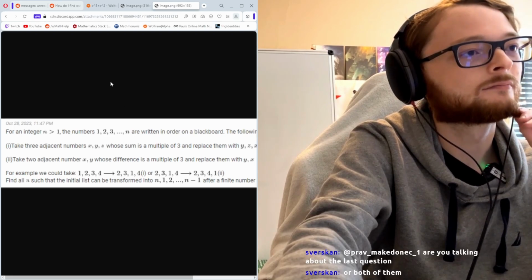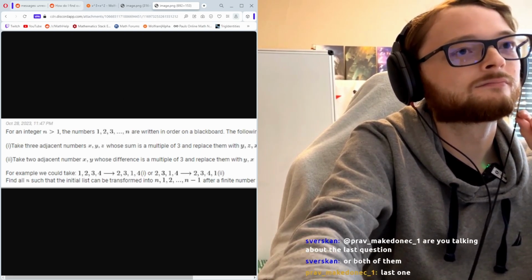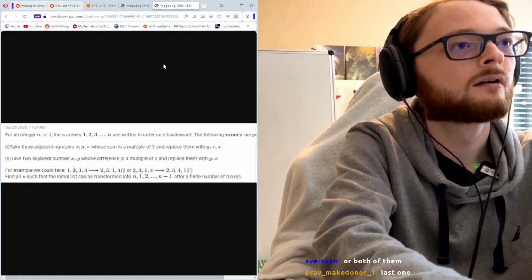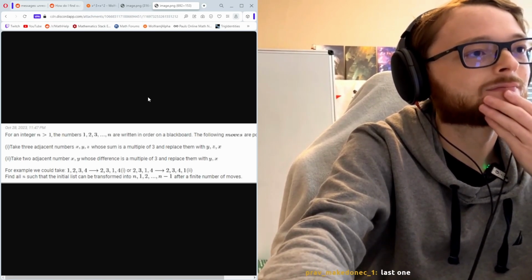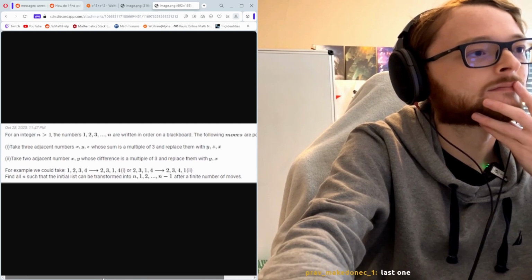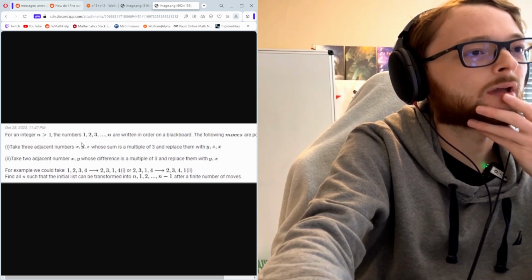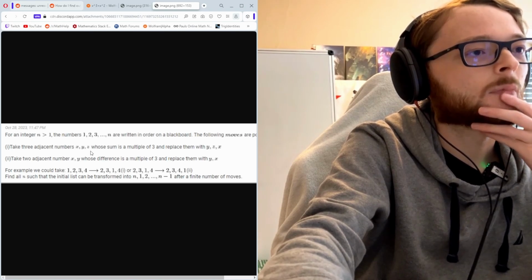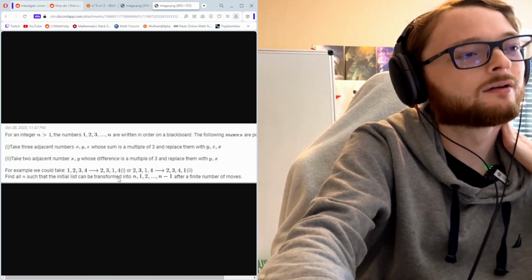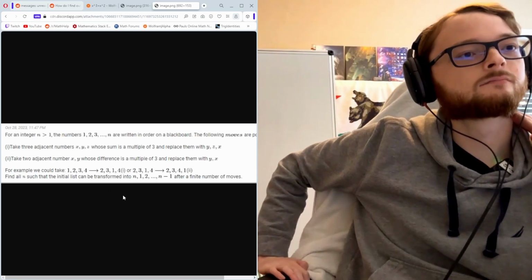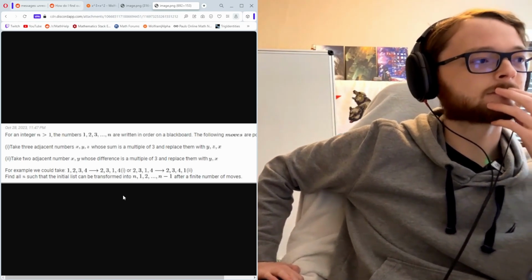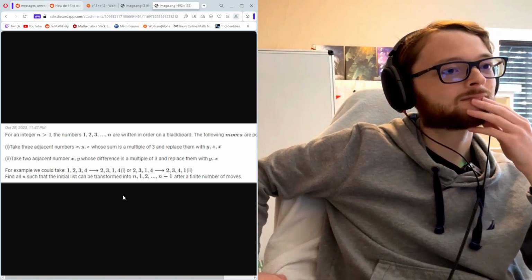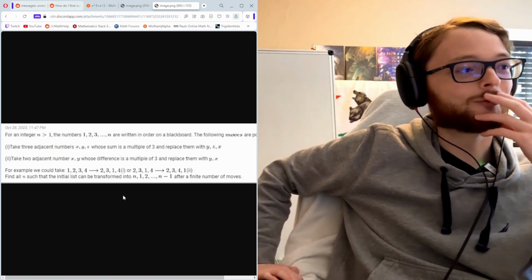Let's quickly look at the other one. The numbers 1, 2, 3, up to n are written in order on the blackboard. The following moves are possible: choose numbers whose sum is a multiple of 3. Yeah, I definitely don't know how to do this one either.